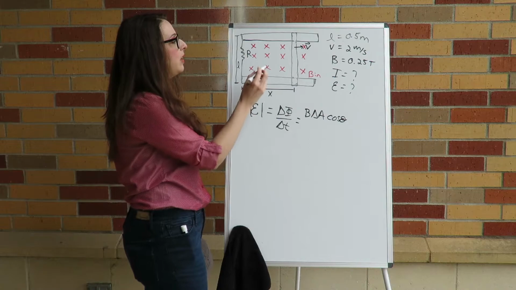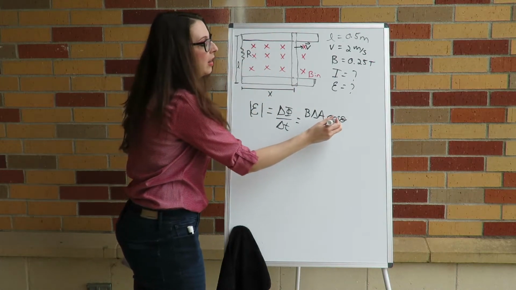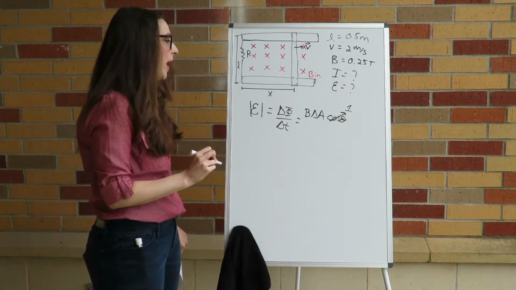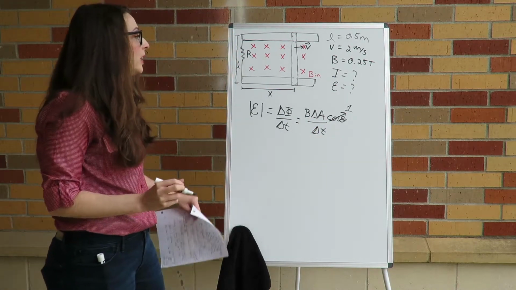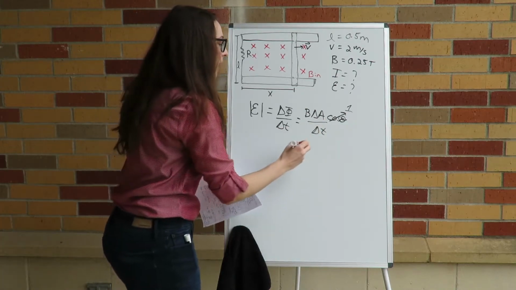Theta is the angle between our magnetic field vector and the vector perpendicular to our area here, but in this case, cosine of that angle is going to be 1. Okay. And then we divide that by delta T.